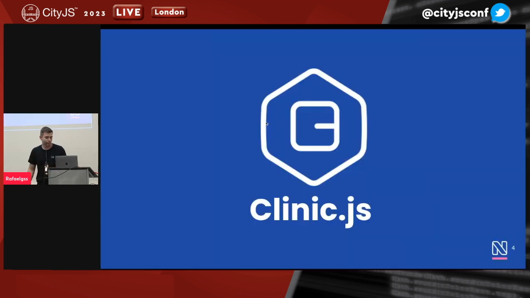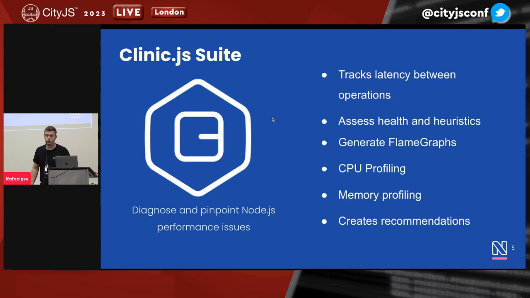And well, that's why Clinic.js exists. Clinic.js is a Node.js tool that you can use for diagnosing your Node application and see what's going on, perhaps finding the real problem and fixing it. It tracks latency between operations. It contains CPU profiling. It contains memory profiling. It also contains a way to measure async hooks, internal things from Node.js. And that's very good.